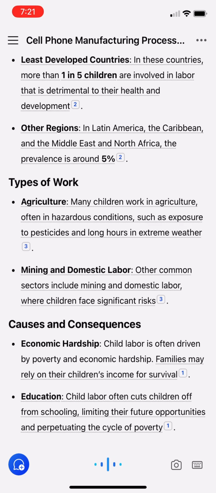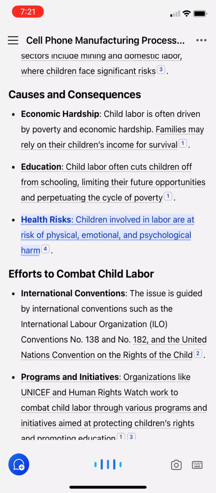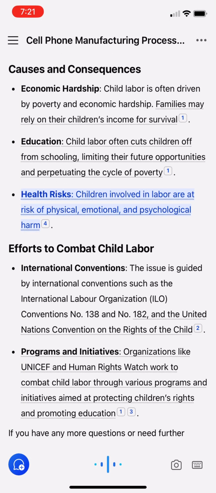Causes and consequences. Economic hardship. Child labor is often driven by poverty and economic hardship. Families may rely on their children's income for survival. Education. Child labor often cuts children off from schooling, limiting their future opportunities and perpetuating the cycle of poverty. Health risks. Children involved in labor are at risk of physical, emotional, and psychological harm.